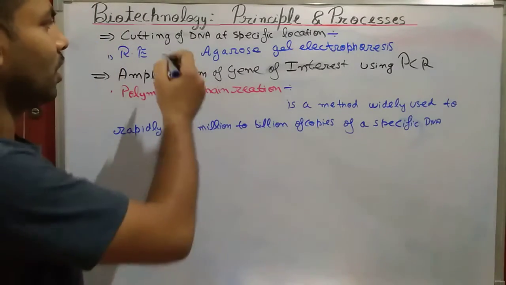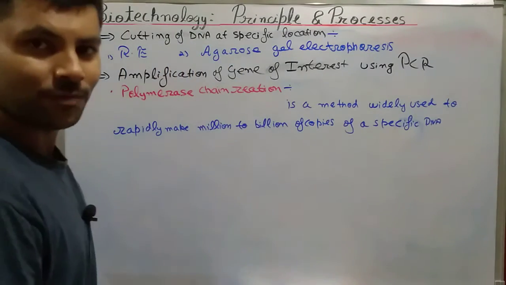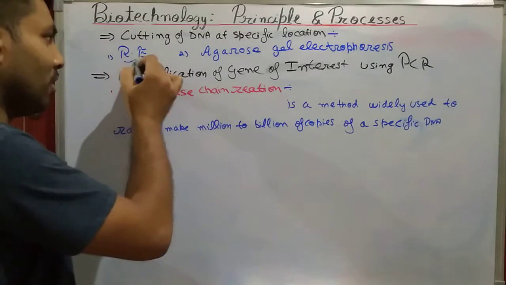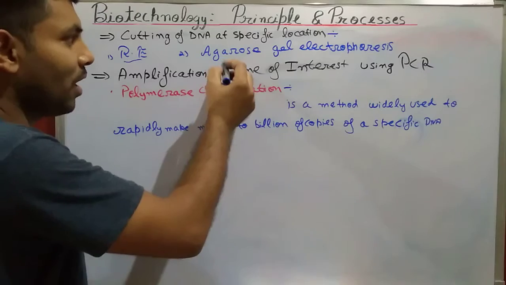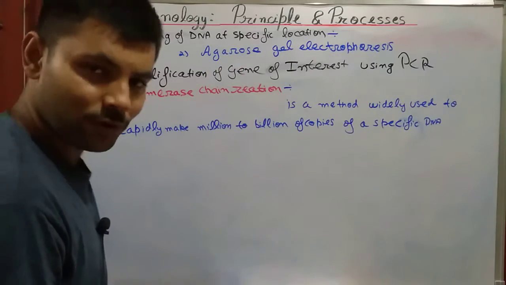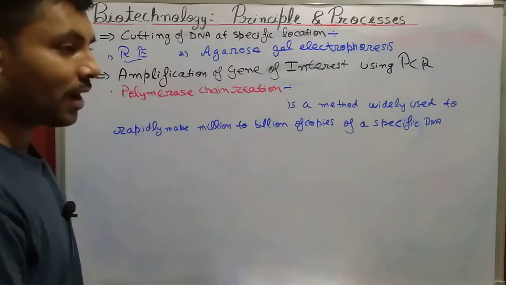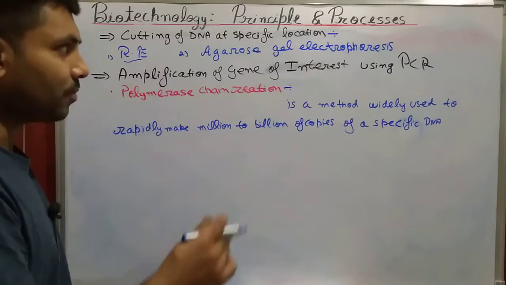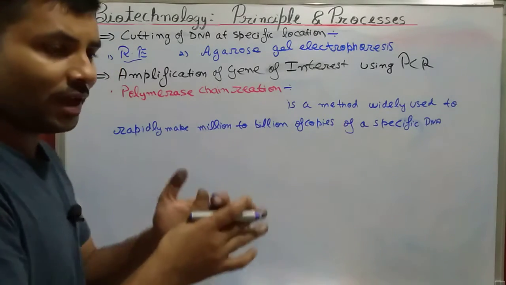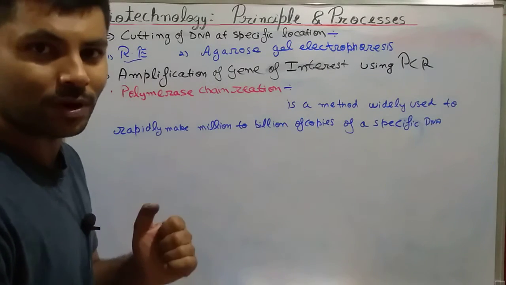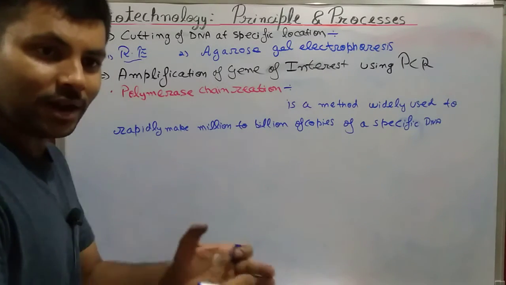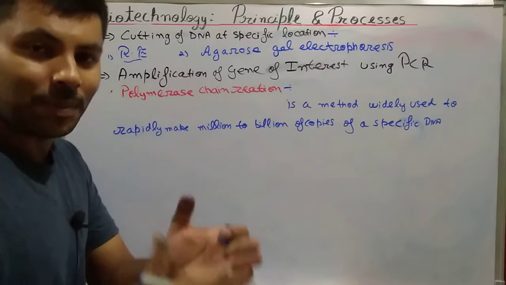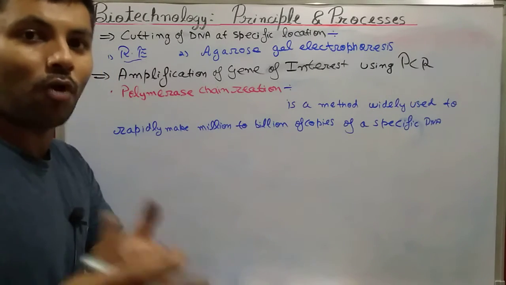Now see, cutting of DNA at a specific location. It is basically done by two methods. First one is restriction enzyme. Second one is agarose gel electrophoresis. Do you remember that I explained this in my previous lecture? Basically DNA is cut at certain specific locations and inserted into the new host cell. Then it starts replicating and making a number of copies.